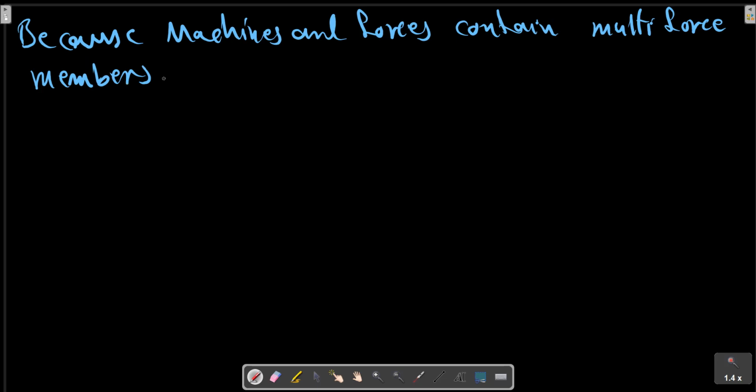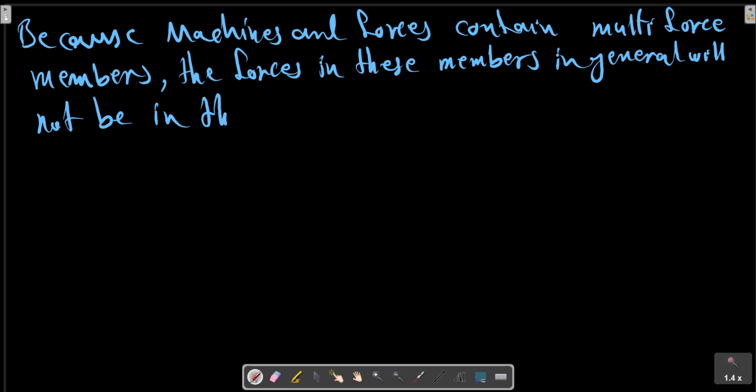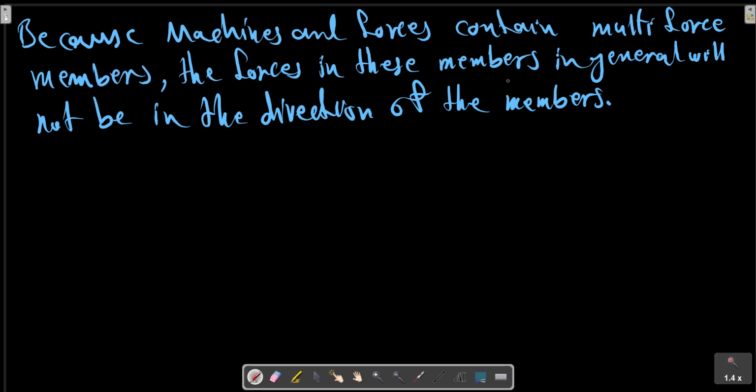The forces in these members in general will not be in the direction of the members. Therefore, we cannot analyze this structure by the methods developed for plane trusses, because those methods applied to simple trusses composed of two-force members, where the forces are in the direction of the members.